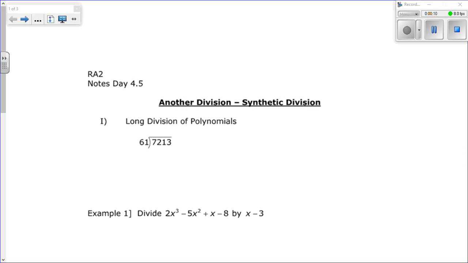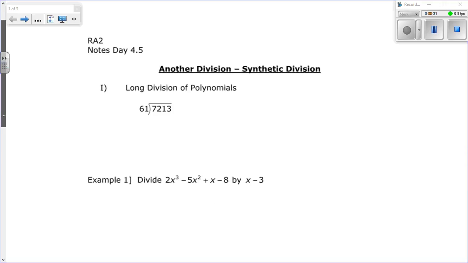This is another type of division, synthetic division. Synthetic division comes from long division. What I'm going to do is walk you through long division again, and then show you how we can do synthetic division from using a long division problem.